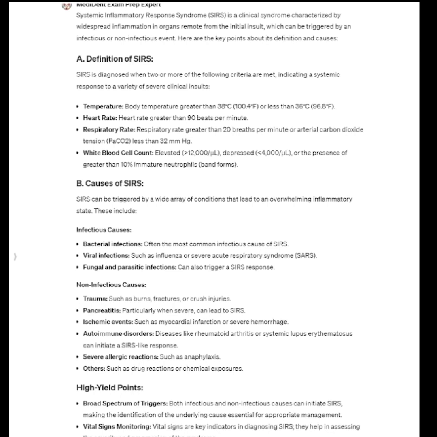Non-infectious causes: trauma, such as burns, fractures, or crush injuries; pancreatitis, particularly when severe, can lead to SIRS. Ischemic events, such as myocardial infarction or severe hemorrhage. Autoimmune disorders, diseases like rheumatoid arthritis or systemic lupus erythematosus, can initiate a SIRS-like response. Severe allergic reactions, such as anaphylaxis.